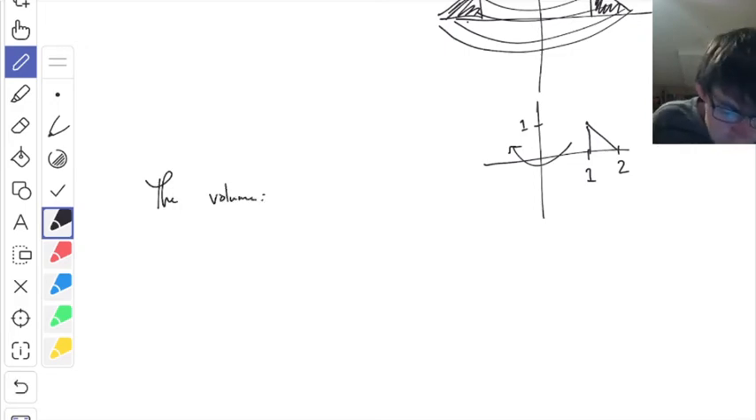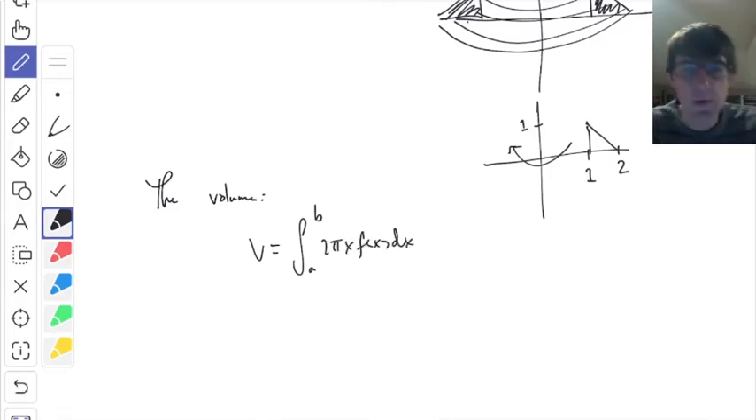Of course, we've got the formula: 2 pi x f of x dx. We've got to plug in various things. What do you think, first of all, about the a and the b? Would it be -1 and 1? I don't think so.